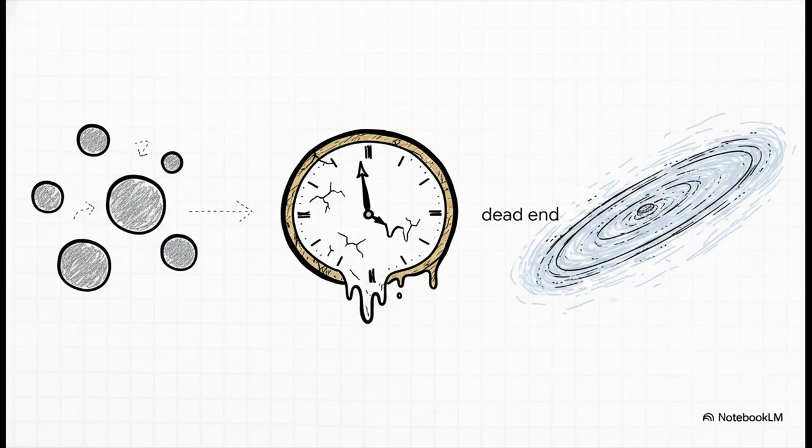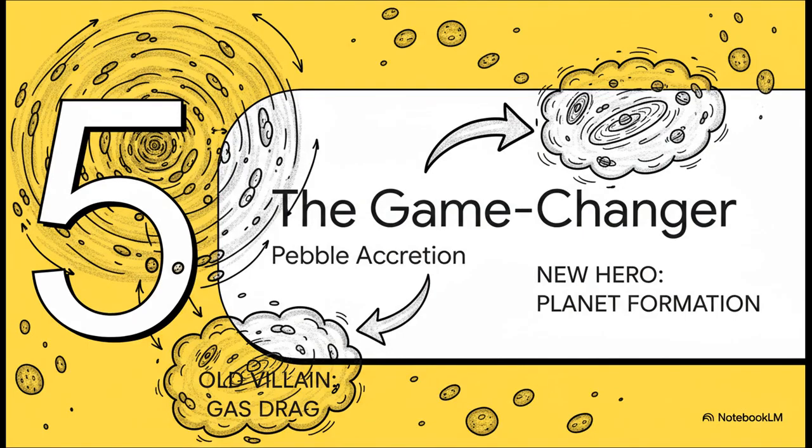In that old model of just having these 100-kilometer planetesimals randomly crashing into each other over millions of years, the simulations were clear. It's just way, way too slow. You could never build a core fast enough. The gas would be long gone before you even had a seed to collect it. It was another dead end. This huge dilemma led to one of the biggest revolutions in modern planetary science, a totally new theory that took our old villain, that pesky gas drag, and turned it into the ultimate hero of planet formation.